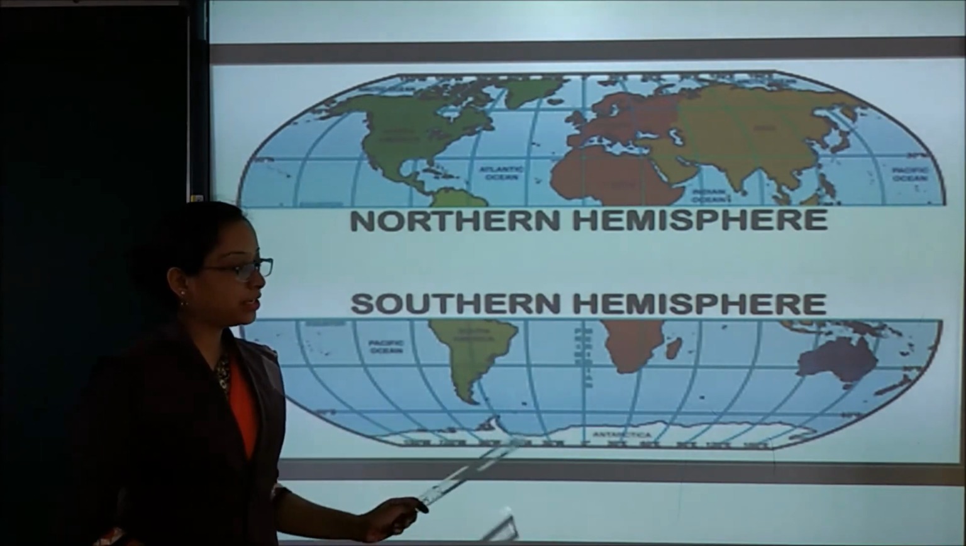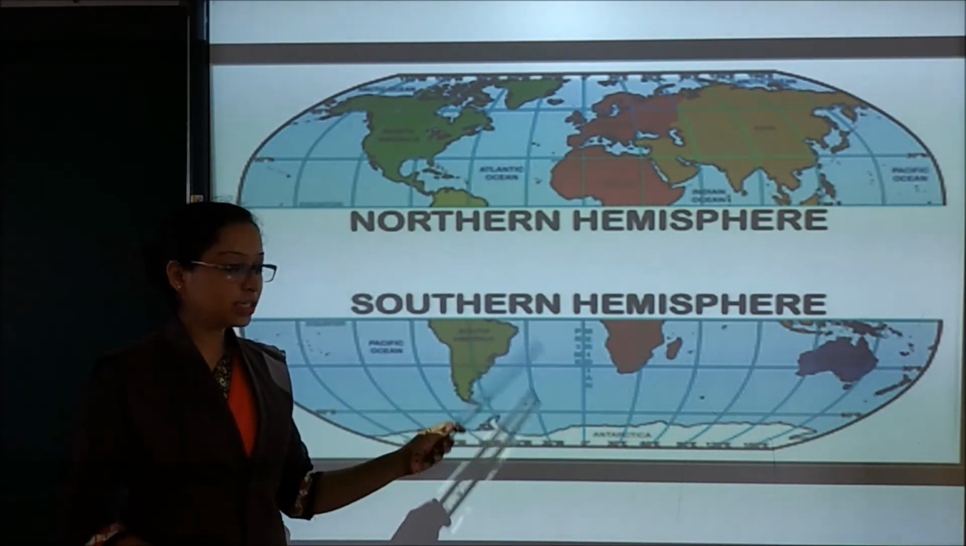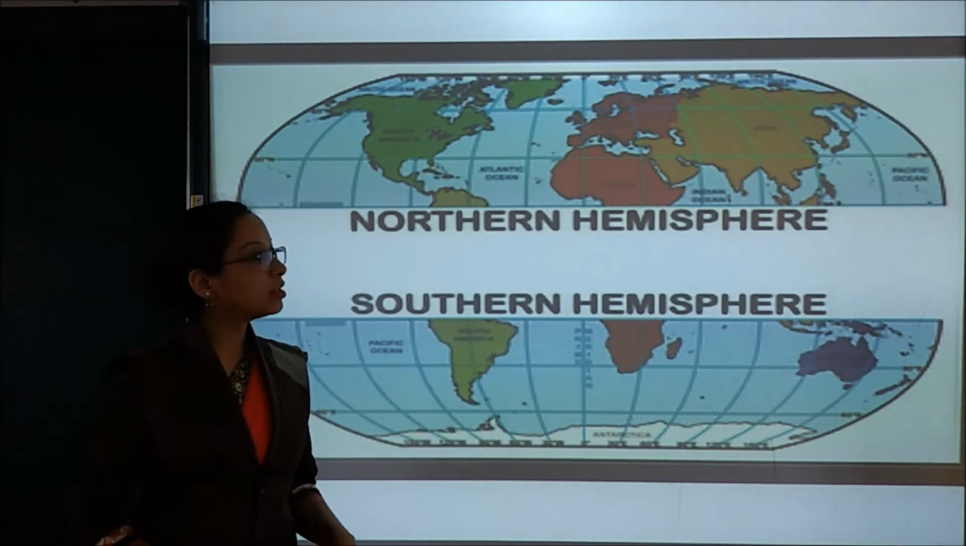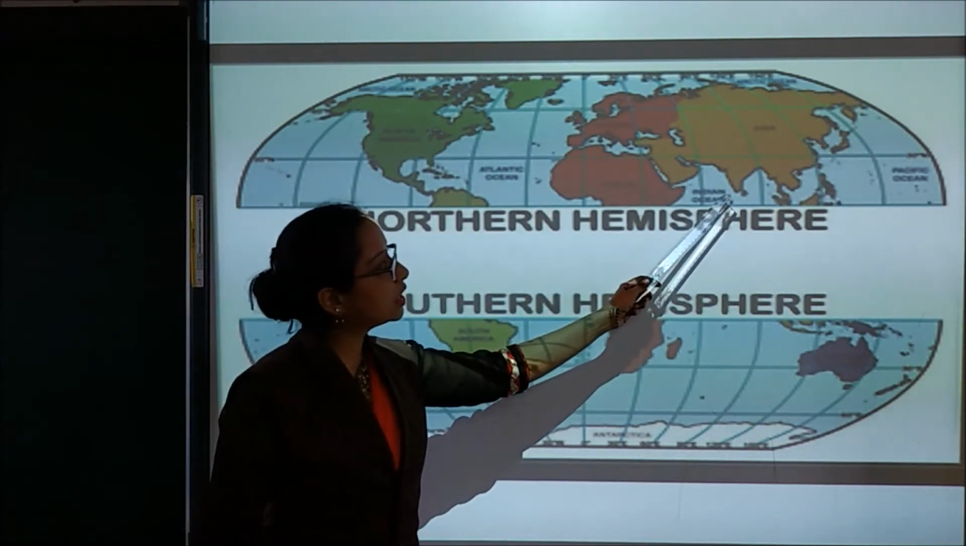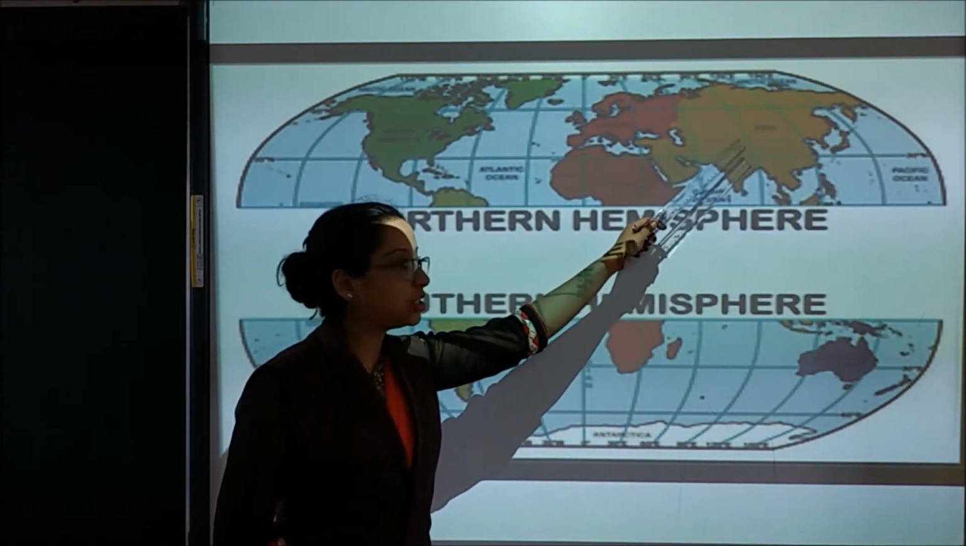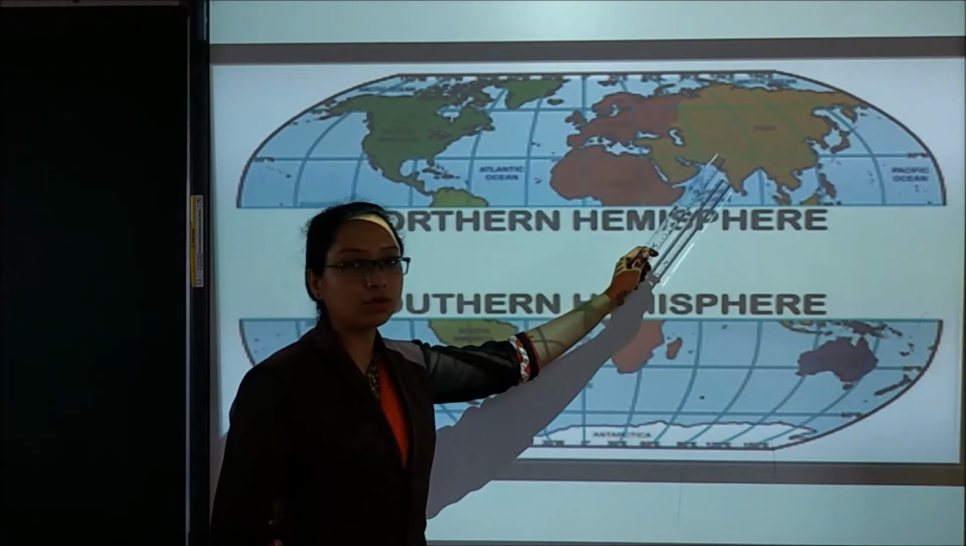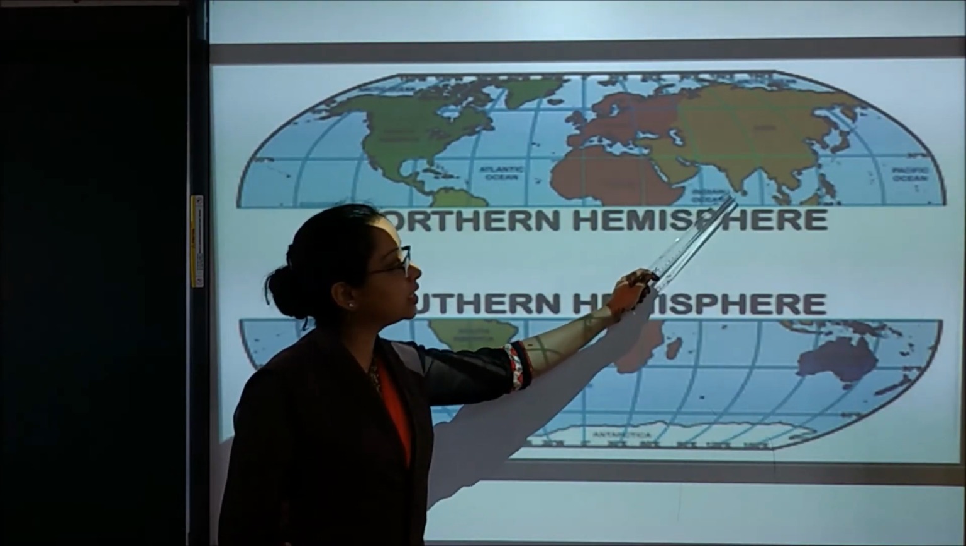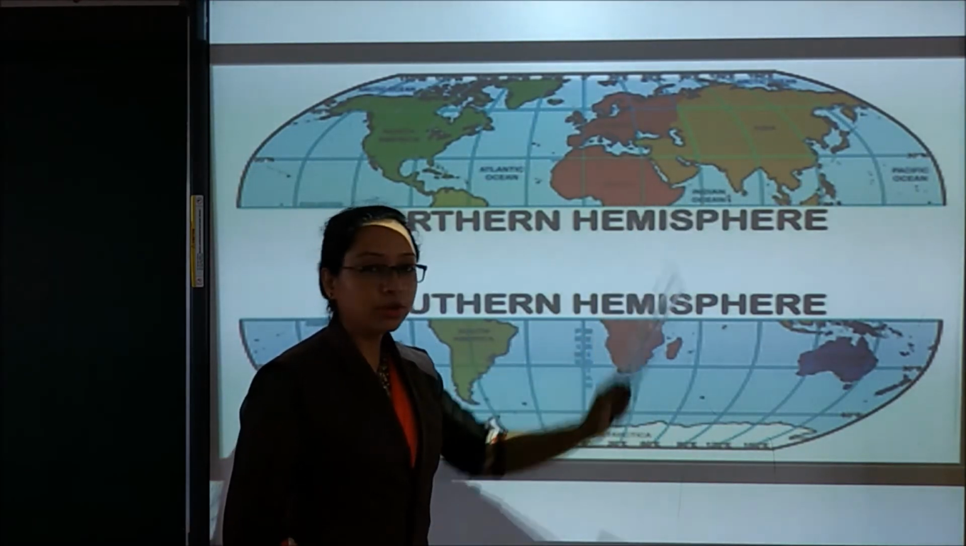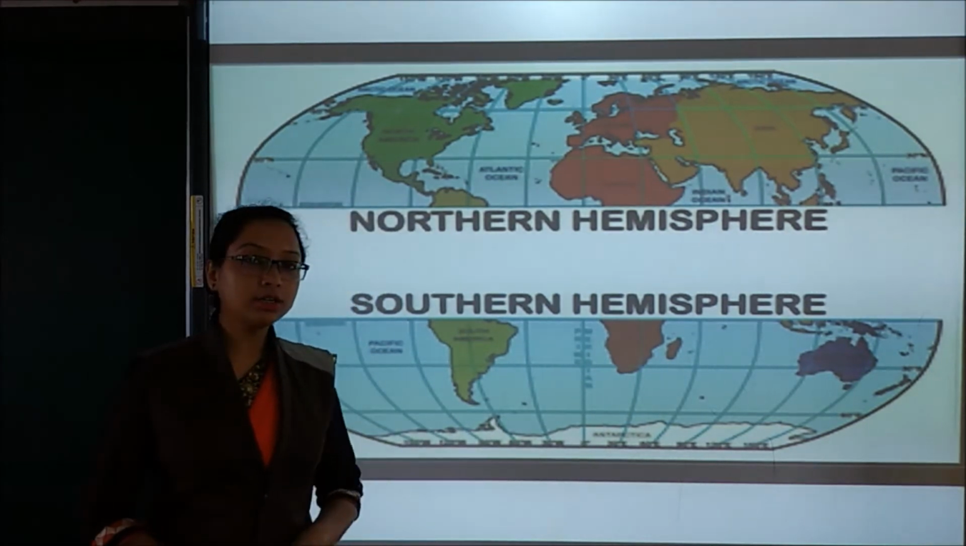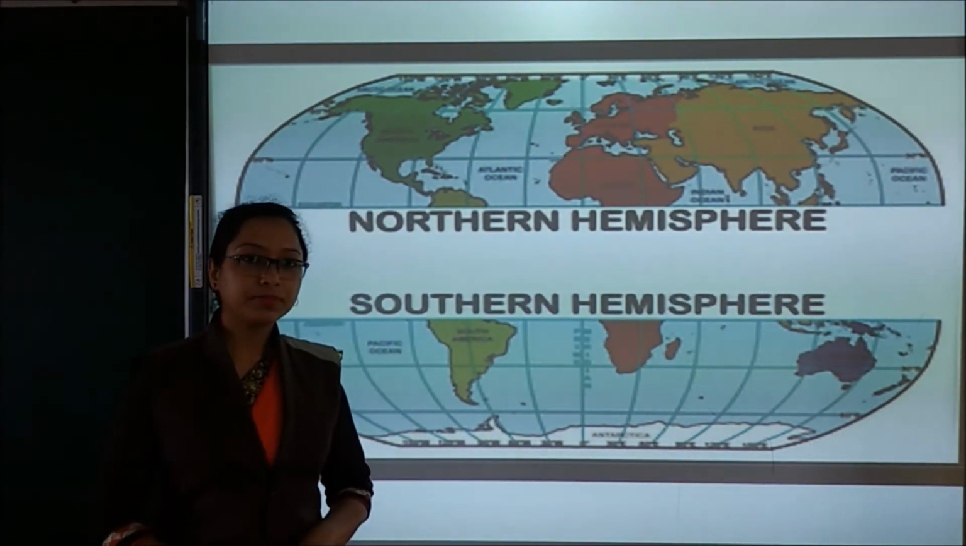Now can you find India over here in this picture? Yes. Here you can see India. It is a part of Asia and it is located in the south of Asia. Here you can see India is showing. Okay. So India comes in the northern hemisphere.